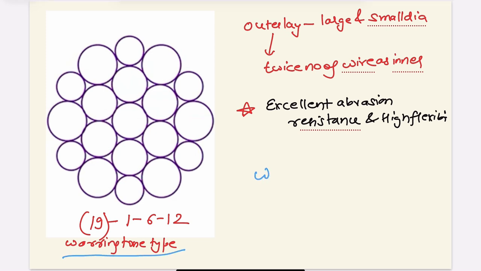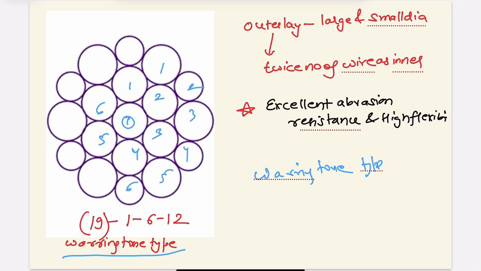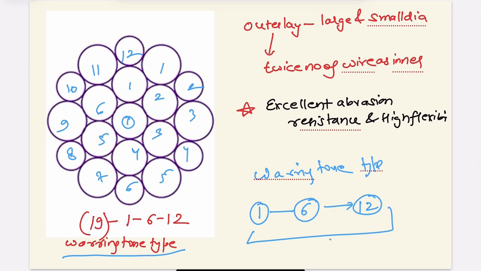Warrington type. We will understand this also. Here there is one circle inside, then 1, 2, 3, 4, 5, 6 circles, and then 1, 2, 3, 4, 5, 6, 7, 8, 9, 10, 11, 12. They are basically 12 circles. So one circle is the central circle. After that there is a layer of 6 circles. Then after that there is a layer of 12 wires. The total is again 19.